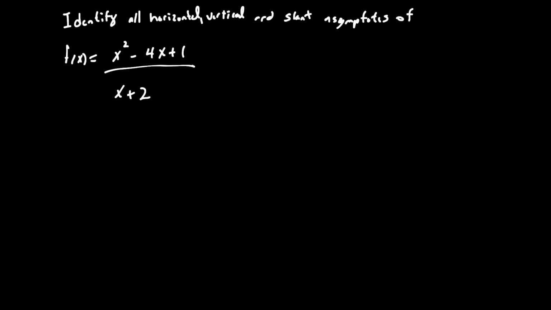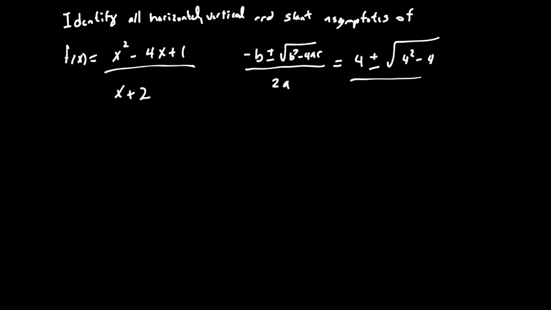We'll go ahead first and find our vertical asymptote, and to do this we need to factor our top polynomial, and we'll go ahead and use the quadratic formula. So again, repeating the quadratic formula, this is going to be equal to negative b plus or minus the square root of b squared minus 4ac divided by 2a. Filling this in, we'll get 4 plus or minus the square root of 4 squared minus 4 divided by 2.